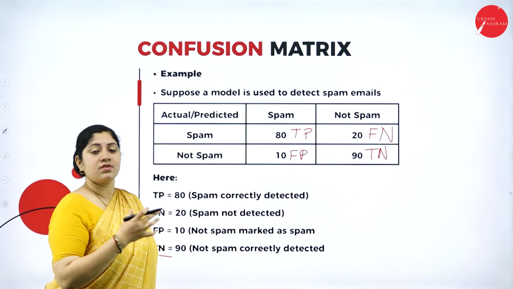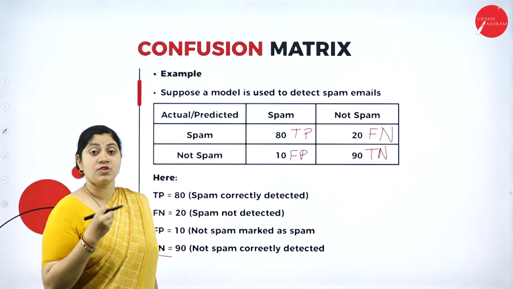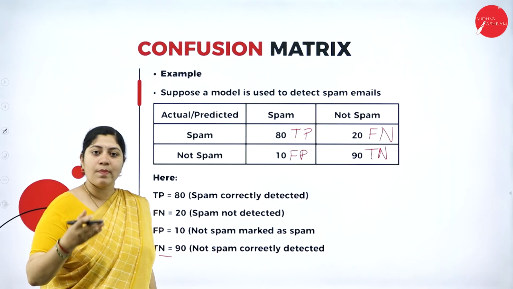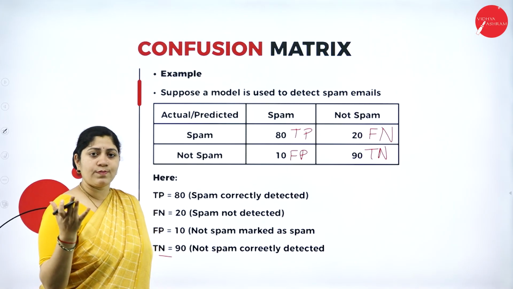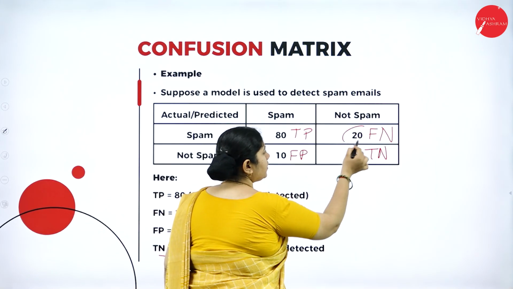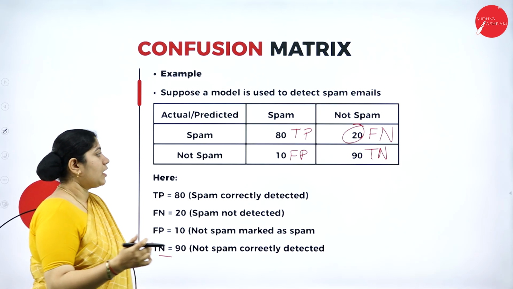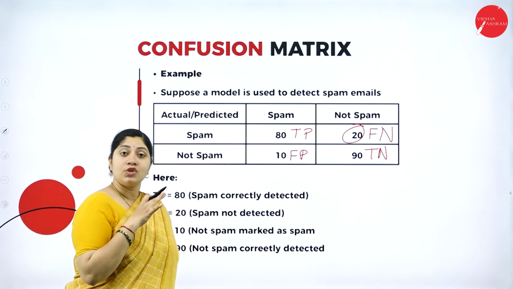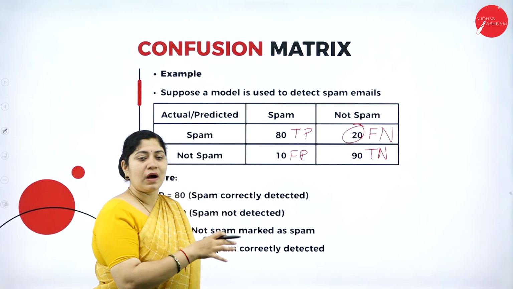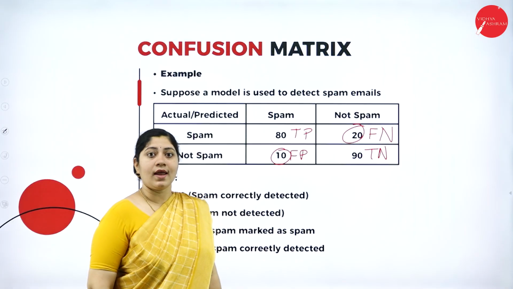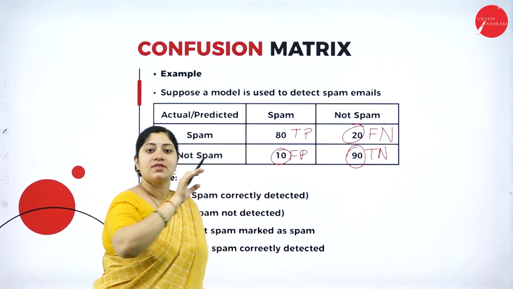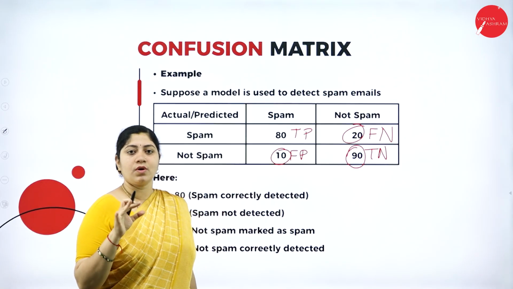So this is a simple classification of a confusion matrix which gives us a clear picture of how many spam are there and how many spam are not detected. How many spam are not detected here? It is none other than these 20. These are spam but not detected, and these 10 are not spam but by mistake they have been marked as spam. And the next 90 are true negative, which says that it is correct and it is not spam.